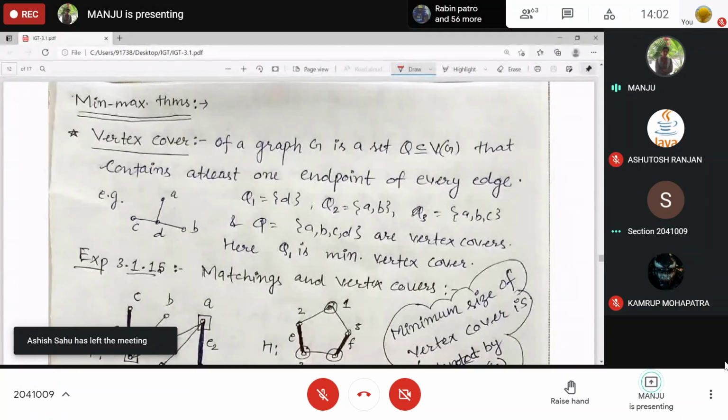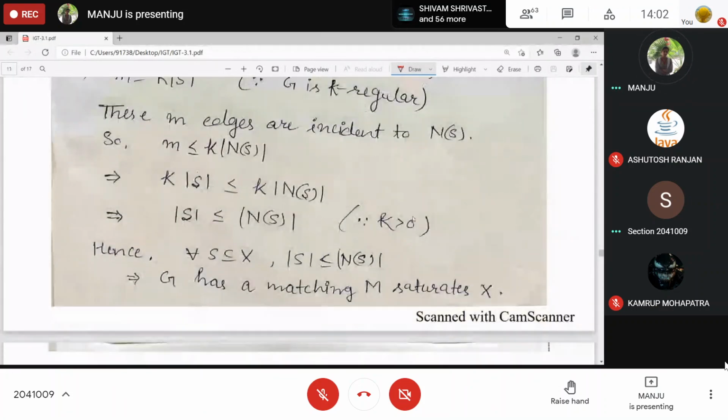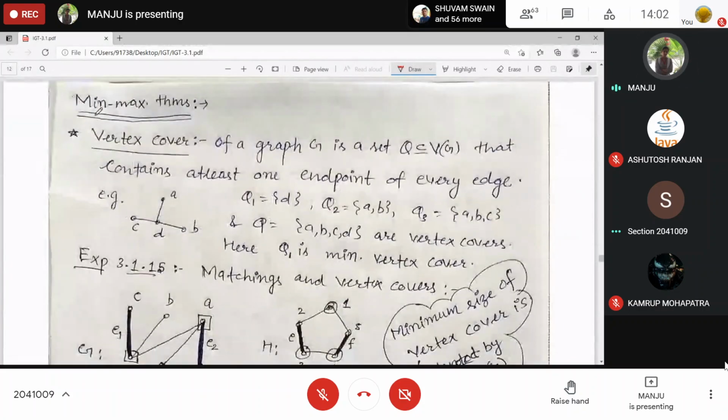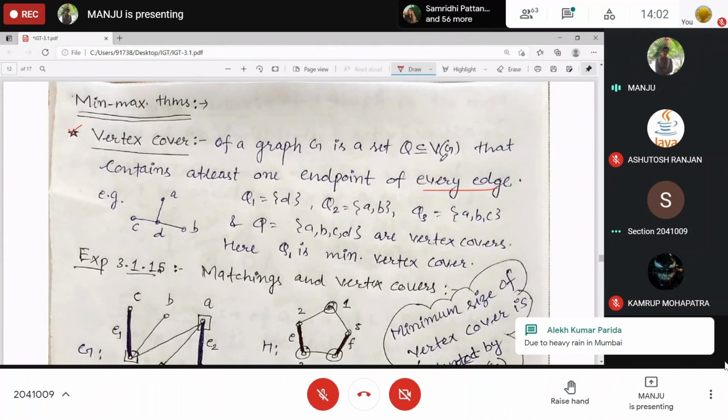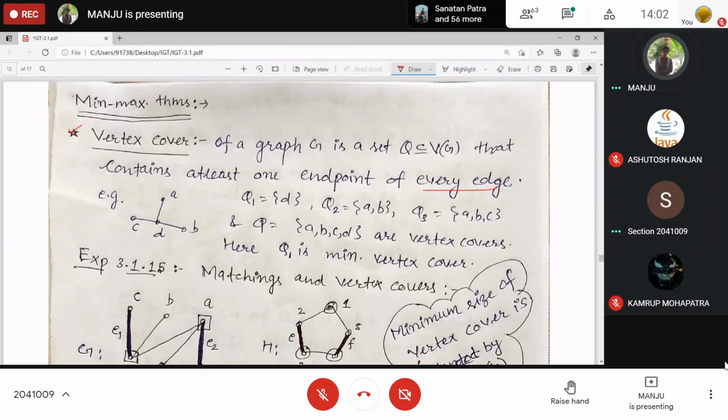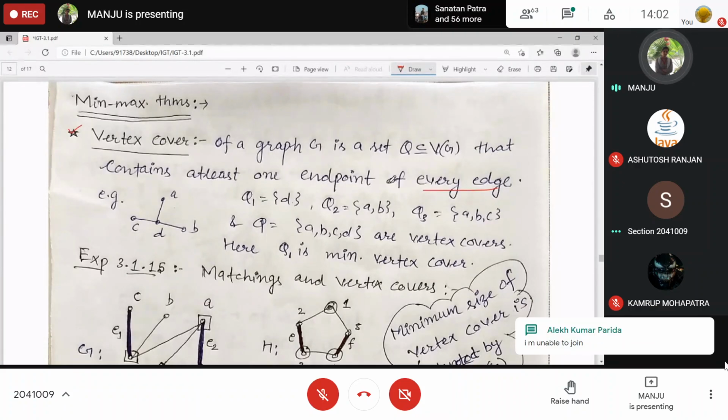Yesterday we have done up to Hall's condition, right? Now it is vertex cover, and I'll discuss minimum, maximum, etc. Vertex cover, as its name suggests, is a set of vertices that is covering something. What is that something? Edges. A set of vertices that cover all the edges. Any subset of vertices that contains at least one endpoint of every edge.